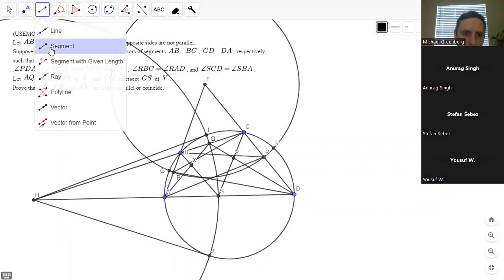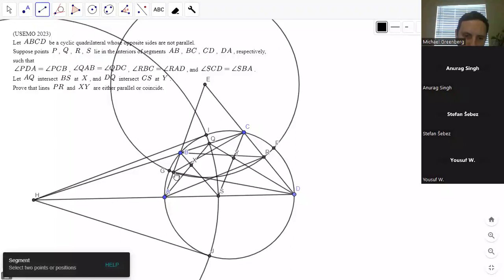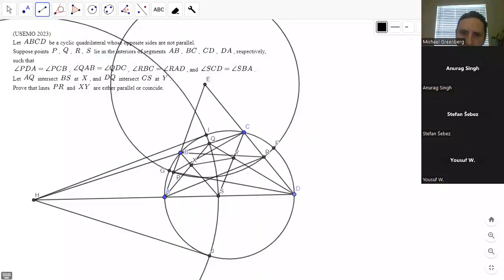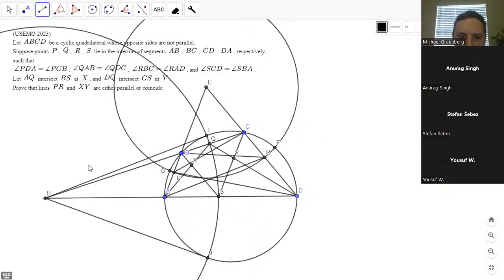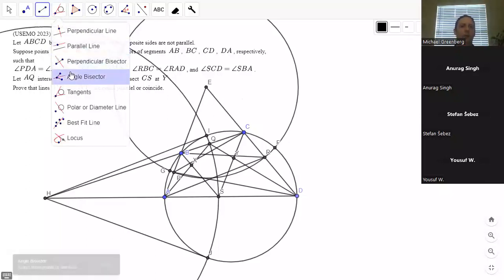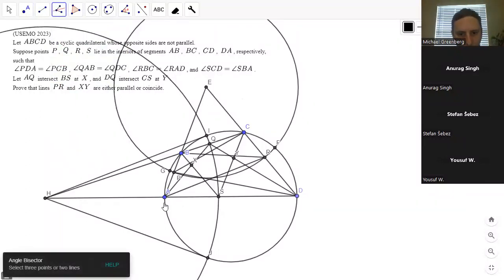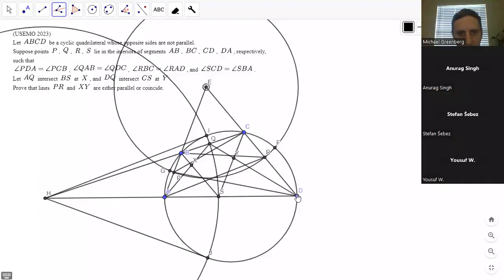So PR is like a chord of this circle. We don't really need PR in this problem, because we already showed that P and R lie on this circle. So line PR is just the line perpendicular to the bisector of angle AED. So we just need to show that XY is perpendicular to the angle bisector.